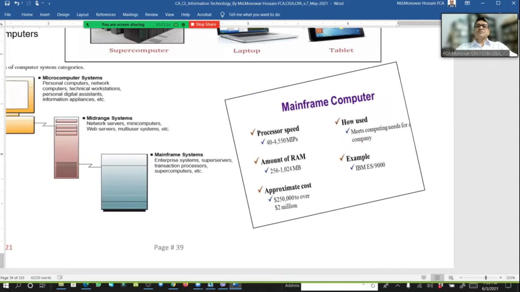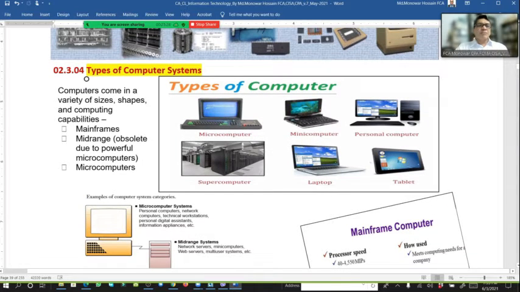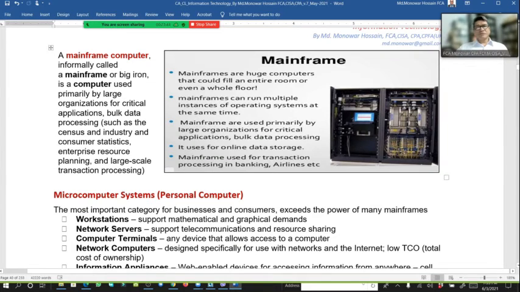So we can say there are different types of computer based on size and shape. We can categorize them in three types: one is mainframe computer, another mid-range, another microcomputer. Mainframe computer, what is this? A mainframe computer, informally called a mainframe or big iron, is a computer used primarily by large organizations for critical applications and huge data processing.